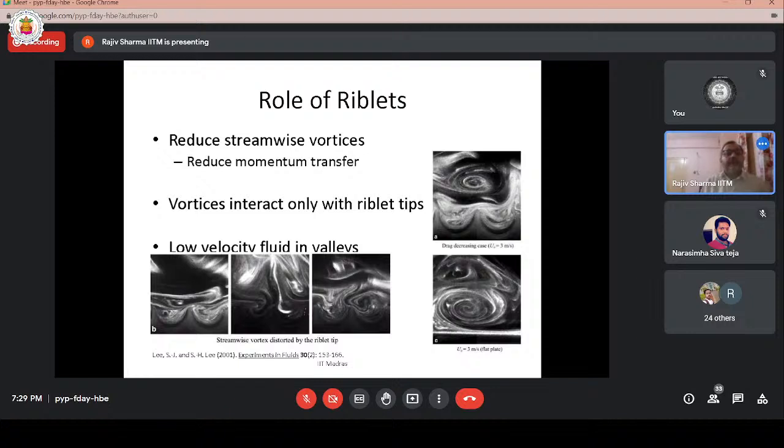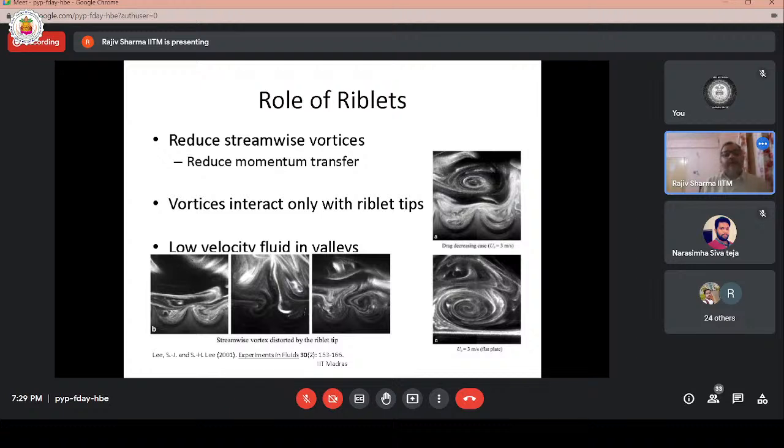What happens from the mechanics side? It reduces the streamwise vortices. And when you have the structure which is reducing the streamwise vortices at the generation level itself, you have very little momentum transfer. Vortices will interact only with the riblet tips. And because there is no momentum transfer, the drag will reduce. Because we are looking at the turbulence range, or what is called the mixing range.